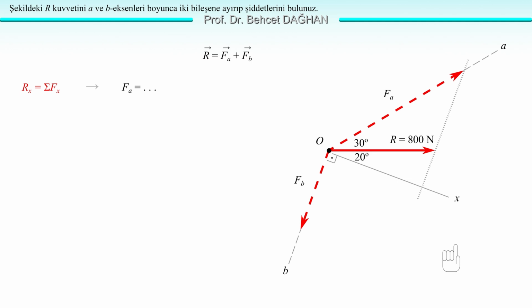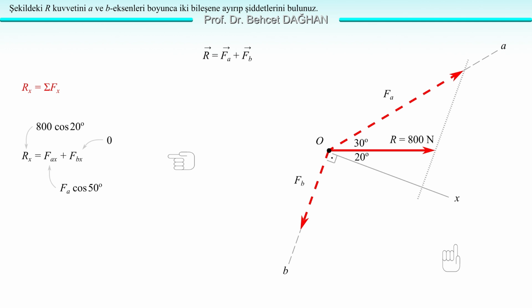Now, let's write Rx equals sigma Fx according to this situation. Let's write it according to the x-axis we chose. Rx equals Fax plus Fbx. Fa has a projection, but Fb doesn't, because we chose the x-axis according to it. We tried to avoid Fb having a projection. So, Fbx became 0.